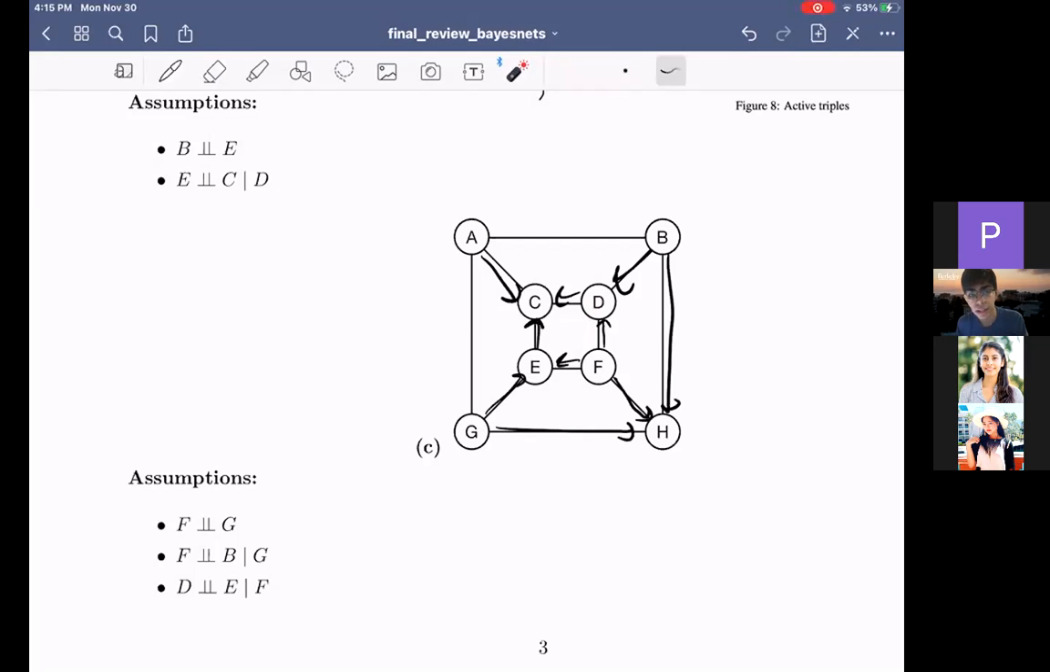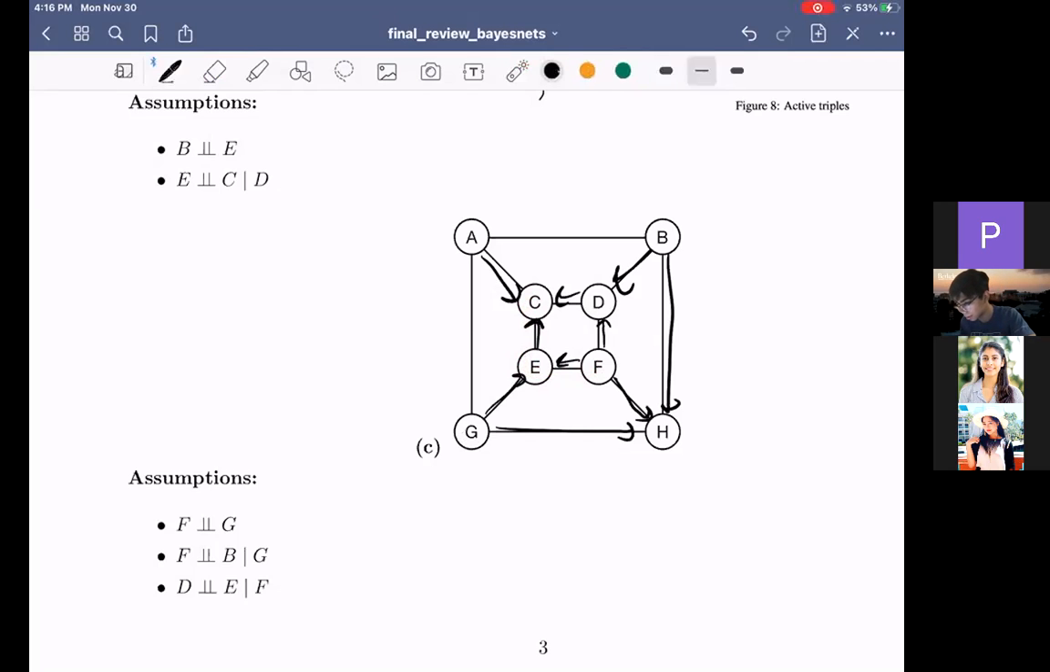Let's see. So F to G, for example, this path is blocked, this path is blocked, this path is blocked, this path is blocked, and so on. Okay, so that doesn't seem to have any hope. What about F to B given G? Have we satisfied all of those? So this one doesn't matter, this one doesn't matter, this one doesn't matter. I'm not sure.